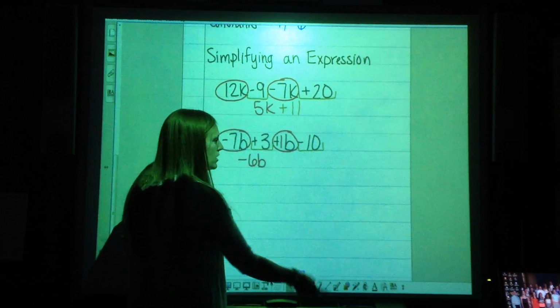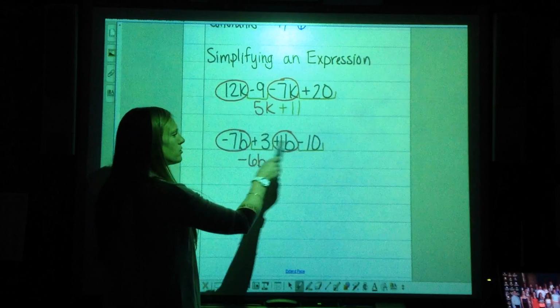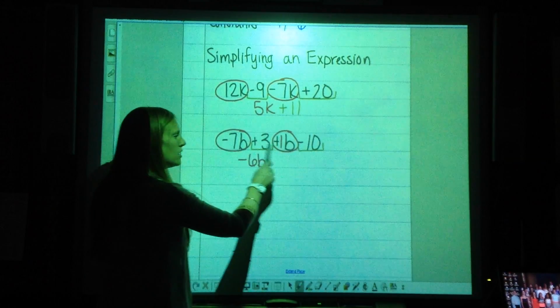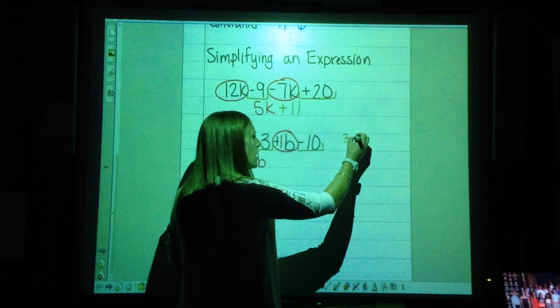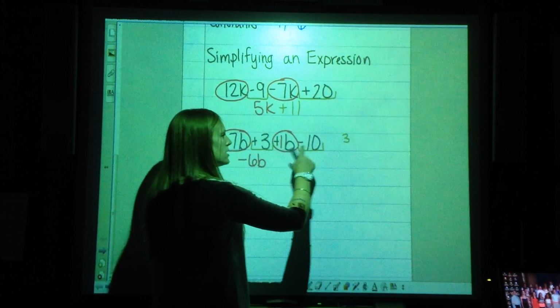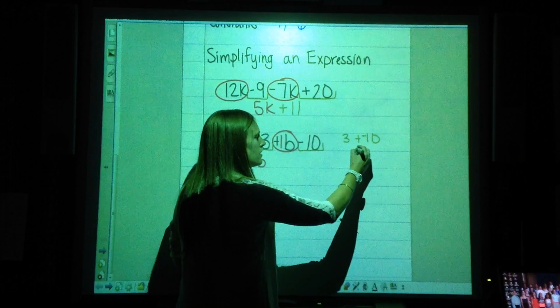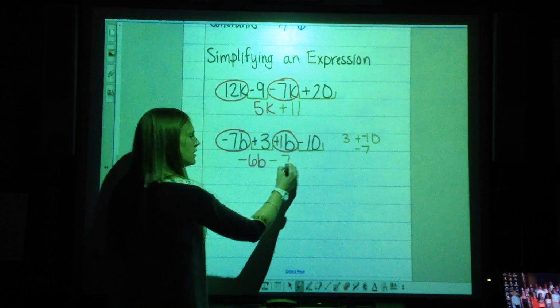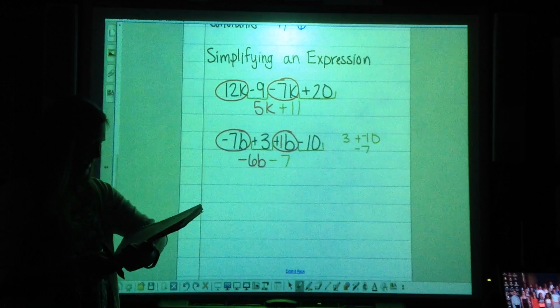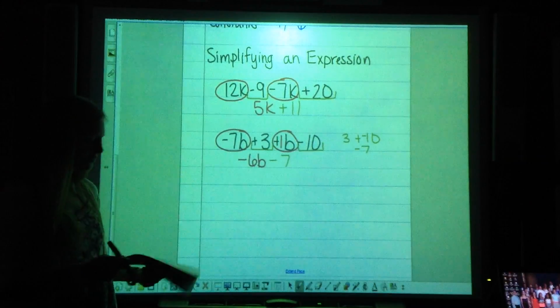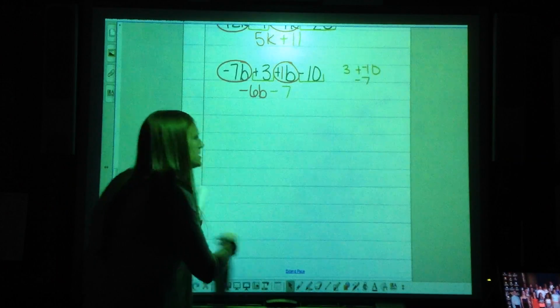Now work with your other like terms, the constants. 3 minus 10. If you can't do this, work with it off to the side. Positive 3 minus 10. Keep, switch, opposite. Get negative 7. Negative 6b minus 7. Okay. Let's move on to the last step.